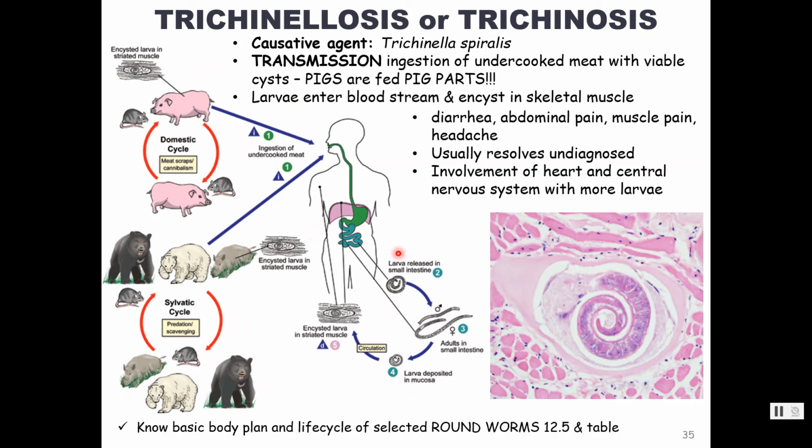Once you have the infection, the larvae do migrate to skeletal muscle, but they can also migrate to the heart or to the central nervous system. So it's not chest muscle. We get it from eating meat, and when you eat meat, you're eating muscle.